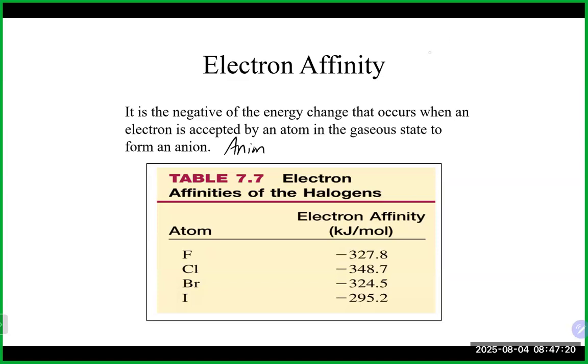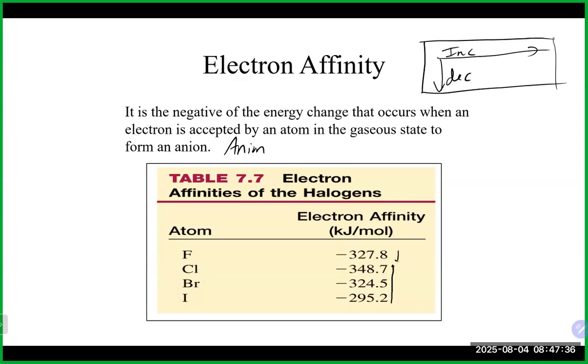In general, the trend is it does increase as you go up to the right and decrease as you go down to the left. In general, it's not a perfect trend. As you can see here in group 7, it kind of increases as you come up, but then comes back down a little bit. So it's not a perfect trend, but it is generally increasing to the right and decreasing left.